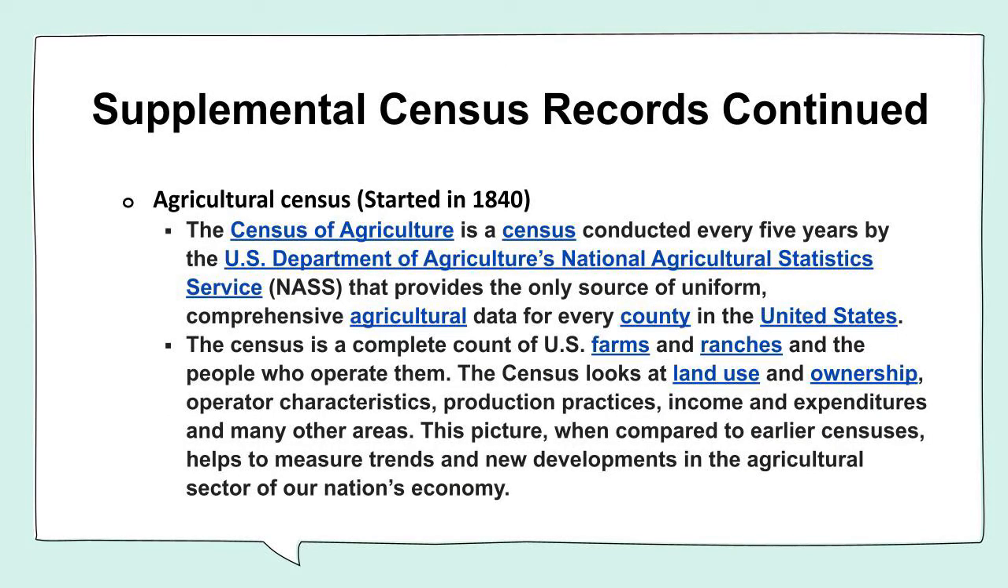There's a thing called the agricultural census that still continues today. It started in 1840 and is a census conducted every 5 years by the National Agricultural Statistics Service, and provides comprehensive agricultural data for every county in the U.S. And it's a complete count of farms, ranches, and the people who operate them. The census looks at land use, ownership, operator characteristics, production practices, income and expenditures, and others. This, when compared to earlier censuses, helps to measure trends and new developments in the agricultural sector of our nation's economy, which is a major sector in our economy.